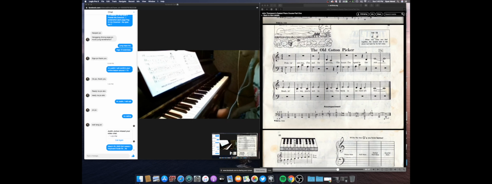A tie is different from a slur. A slur connects two different notes. A tie connects two same notes and you add the value of the two. Okay? Okay, sige nga.